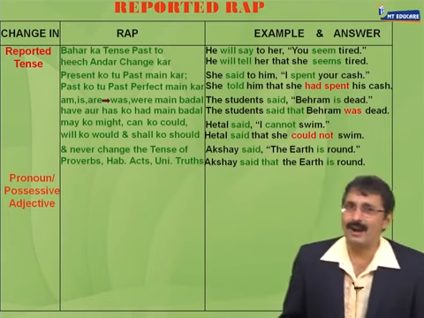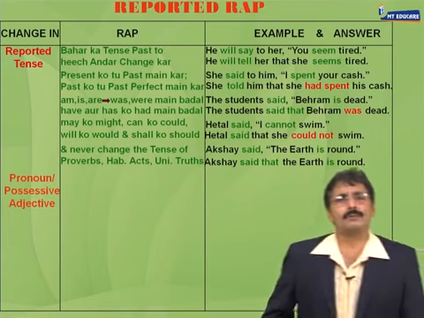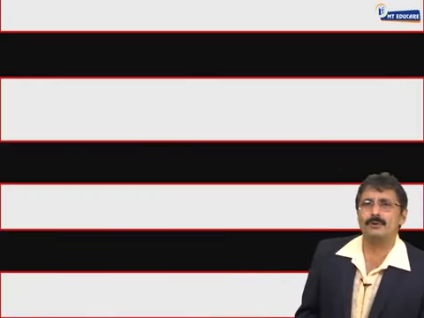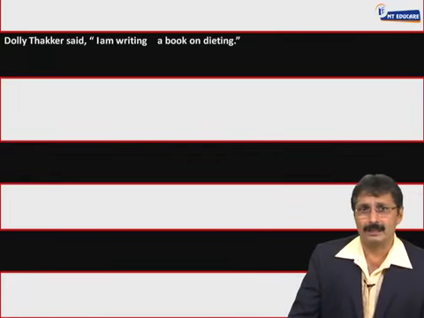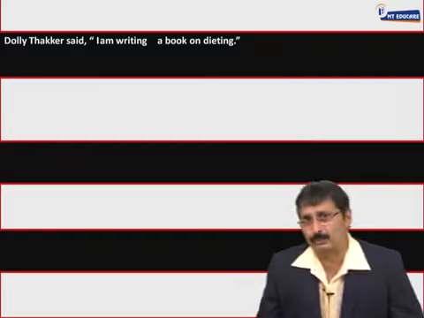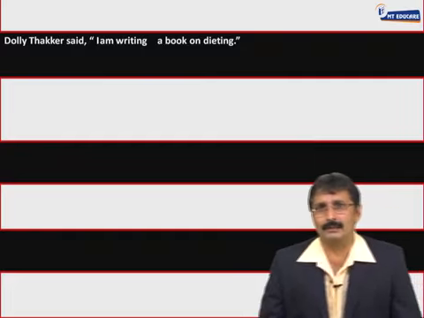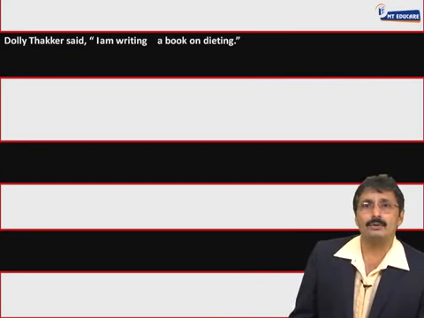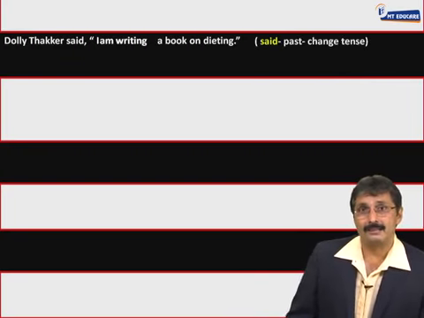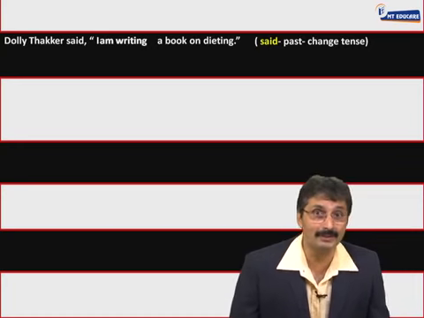Fantastic. Have we understood this? Okay, let's see how much we've understood so far. Let's do a few sentences. Sentence number 1. Dolly Tucker said, I am writing a book on dieting. Behram to kabhi nahi likh sakta. Chalo, Dolly Tucker ne likh liya. Dolly Tucker kaun hai? Kya pata? Okay, let's have a look at what happens here. Yes. बाहर का टेंस पास्ट तो ही अंदर चेंज कर.